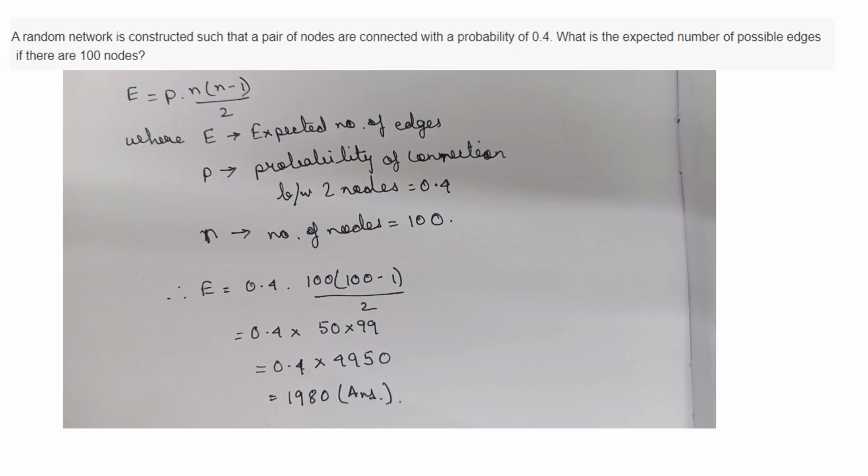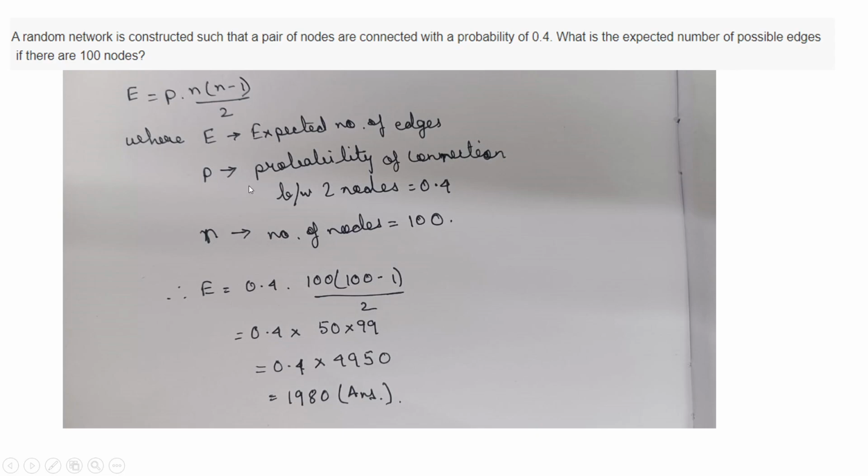So this is basically the format. So if E is your expected number of edges and P is the probability of the connection, and basically these are the total number of possible connections. This is NC2. So probability times the total number of possible connections should be the expected number of edges. So that is what I've done here.